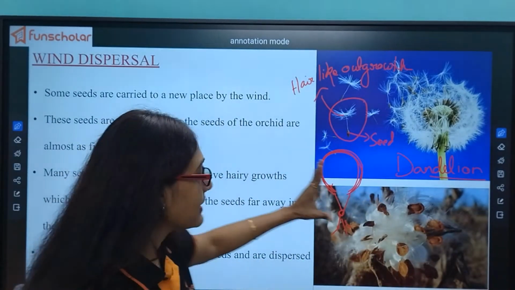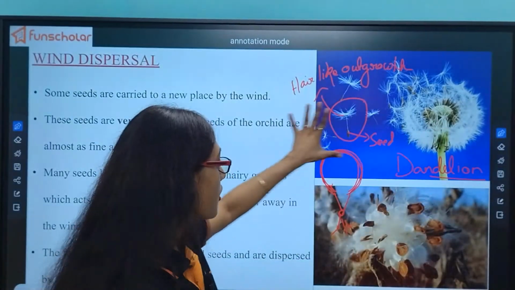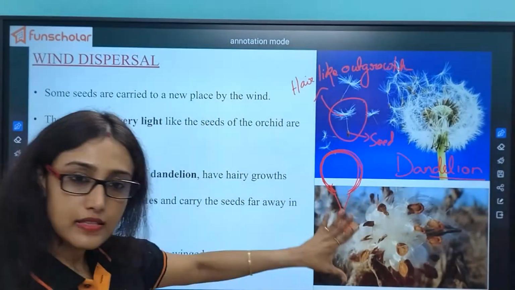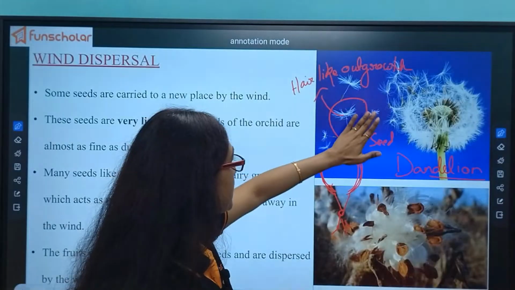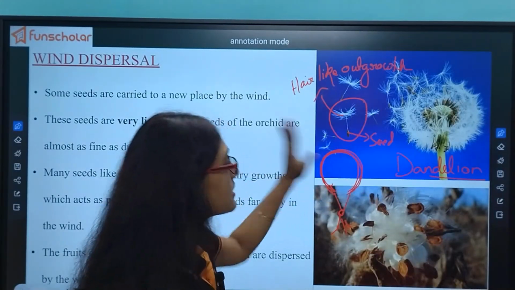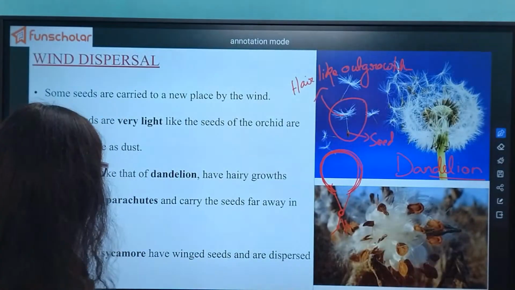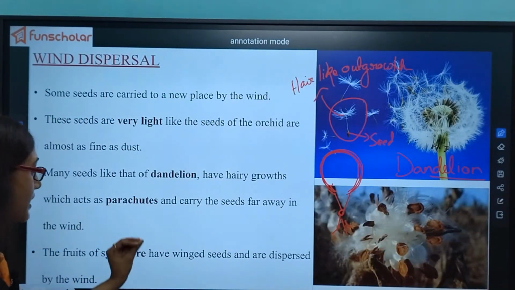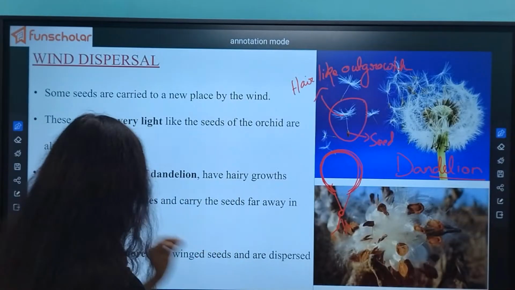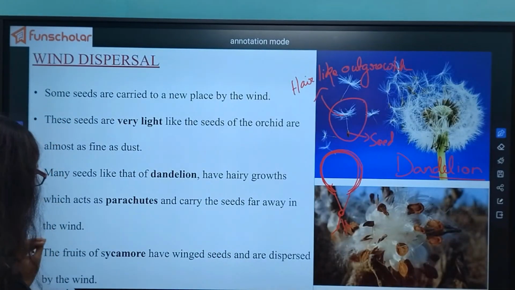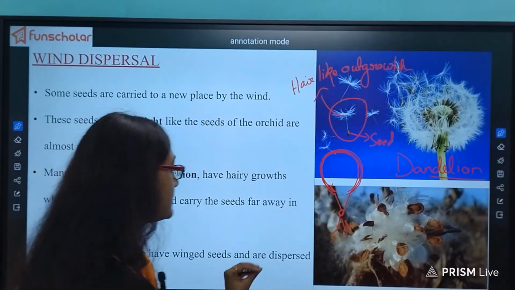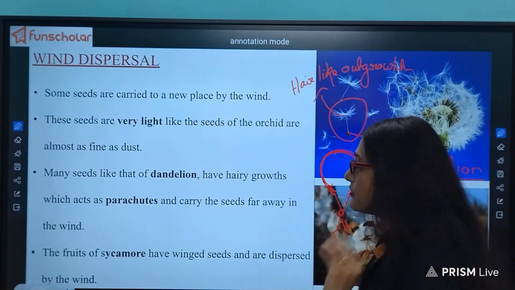It is being carried away by the wind because of the structure. In the same way, because of the structure, the seeds are being carried away by the wind, which acts as parachutes and carries the seeds far away. The fruits of sycamore have winged seeds and are dispersed by the wind.